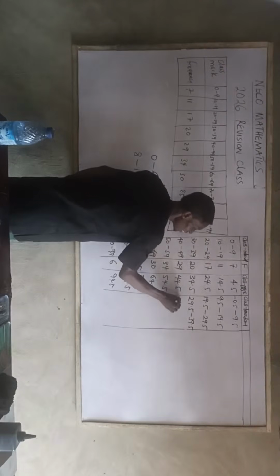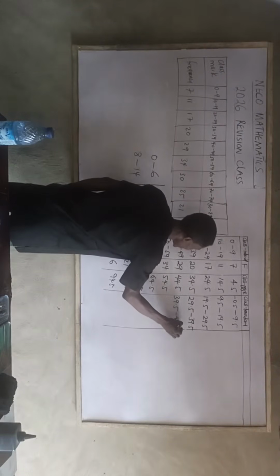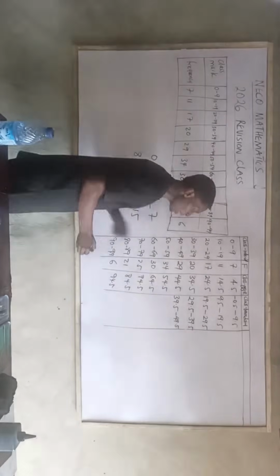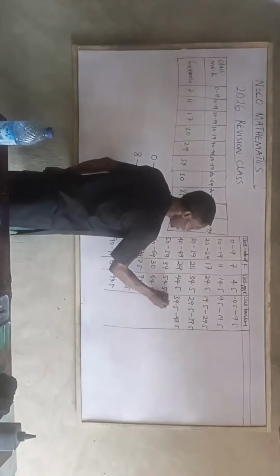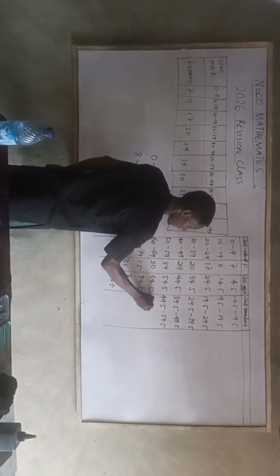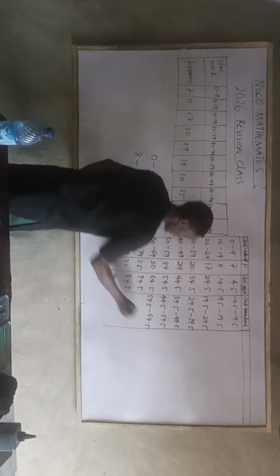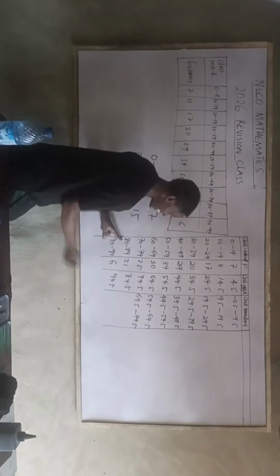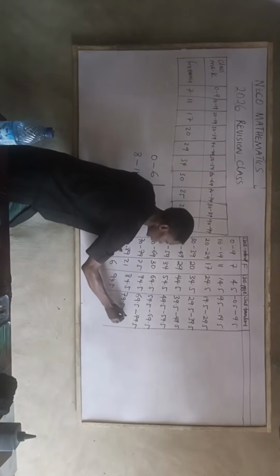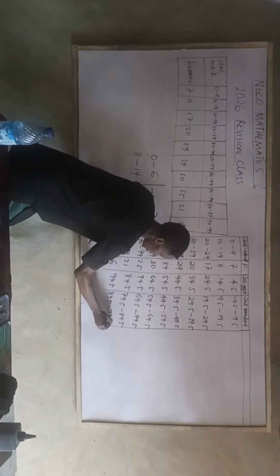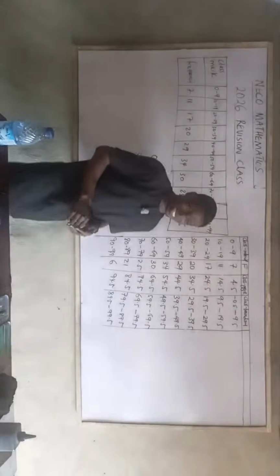Let's go again. All right, 49.5. Then from here, 49.5 to, all right, here. Then here you've got 69.5 to 79.5. Then here 79.5 to, then here. All right, so we've got the class boundaries now.